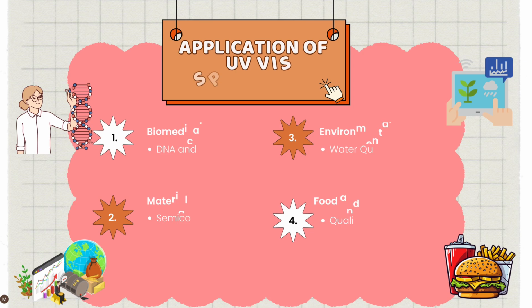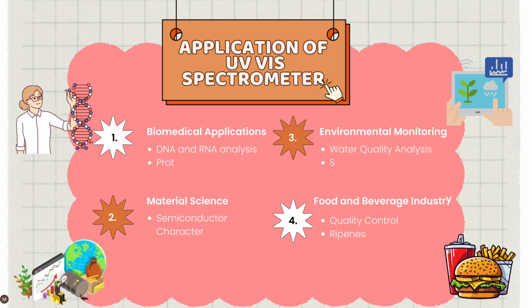As for the applications of the UV-Vis spectrometer, UV-Vis will be used in biomedical applications for DNA and RNA analysis, also protein analysis. This UV-Vis spectroscopy is used to quantify DNA or RNA concentration, monitor their purity, and even check for structural damage. Next is material science, where it will be used in semiconductor characterization and polymer analysis, where it will help identify different types of polymers and monitor their degradation process.